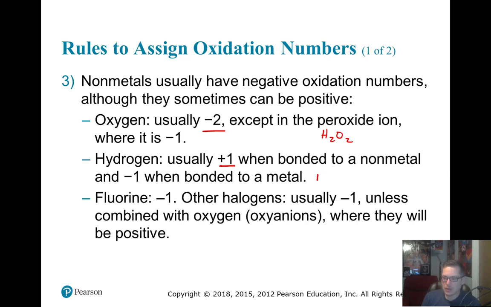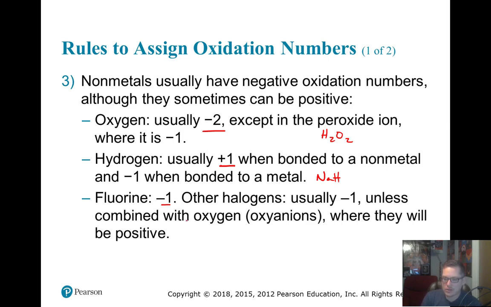So if you had something like NaH, sodium hydride, in that case the hydrogen has an oxidation number of -1. But almost always, other times, it's always going to be +1. All right, so that's one you can hang your hat on, that hydrogen right there. Fluorine is always -1, always, always, always, never anything other than that.